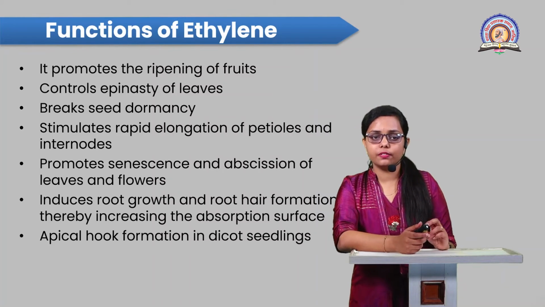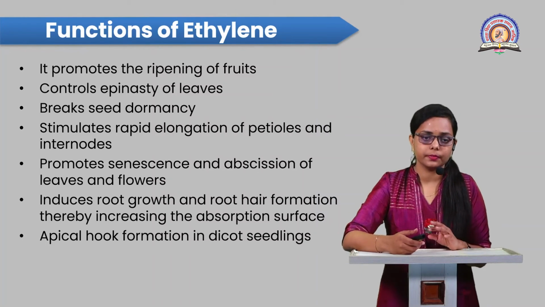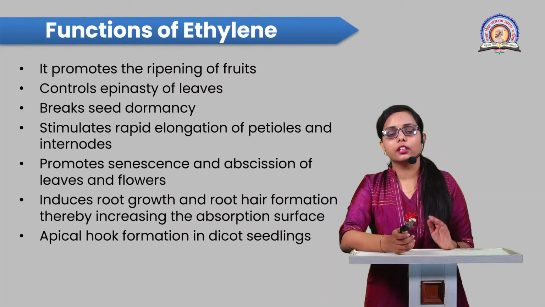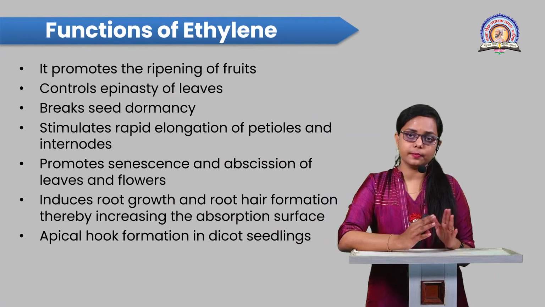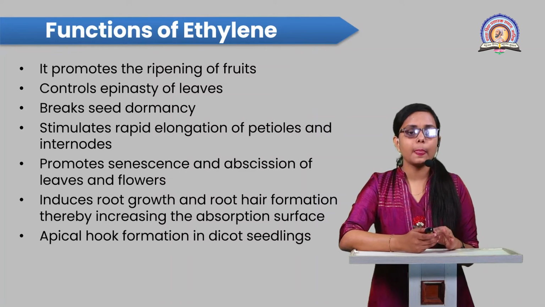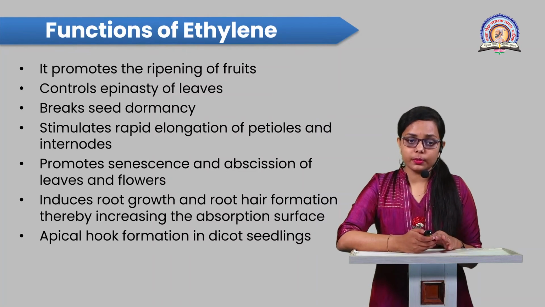There is epinasty of leaf. It also controls it. So when there is low light, ethylene would show leaf curvature. That is called epinasty of leaf. It breaks the seed dormancy.